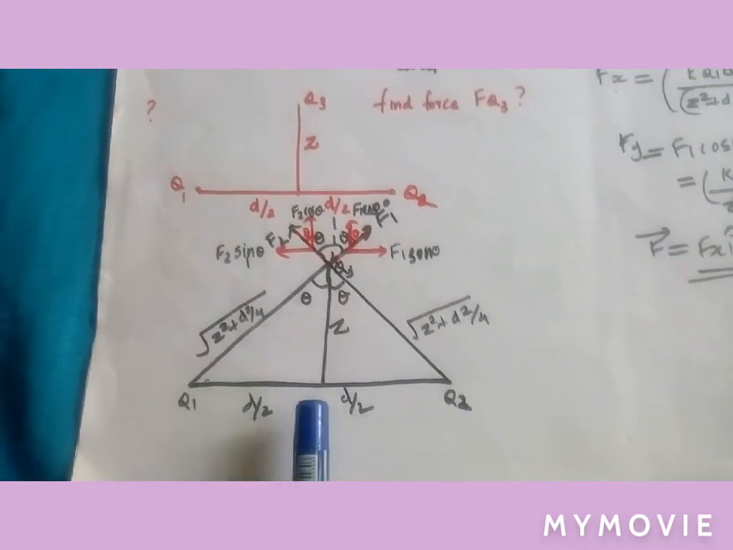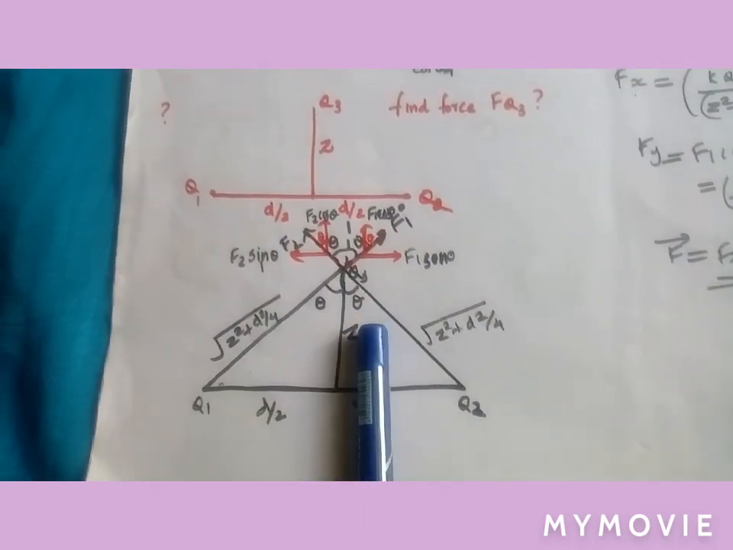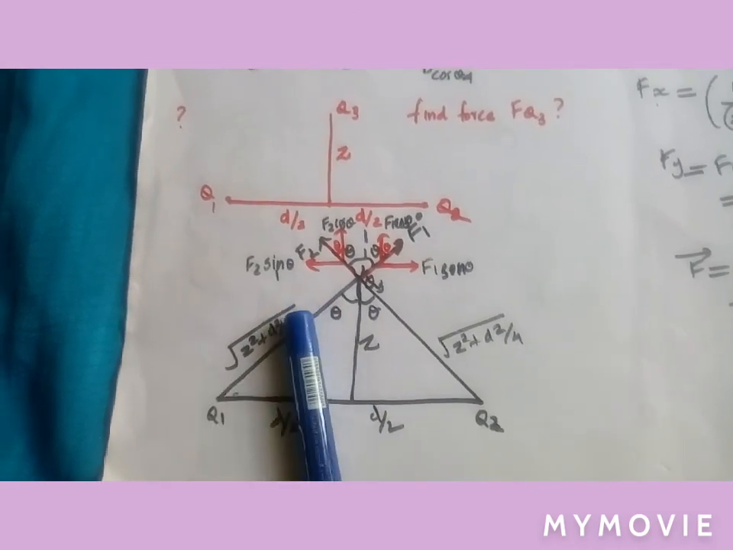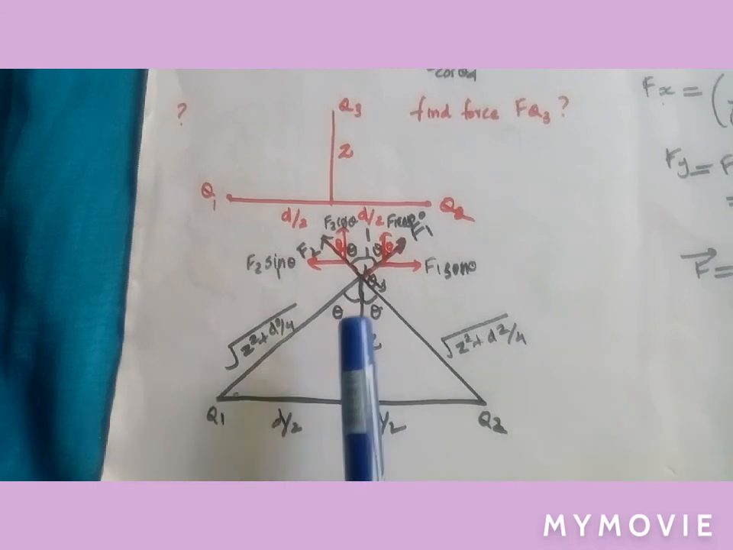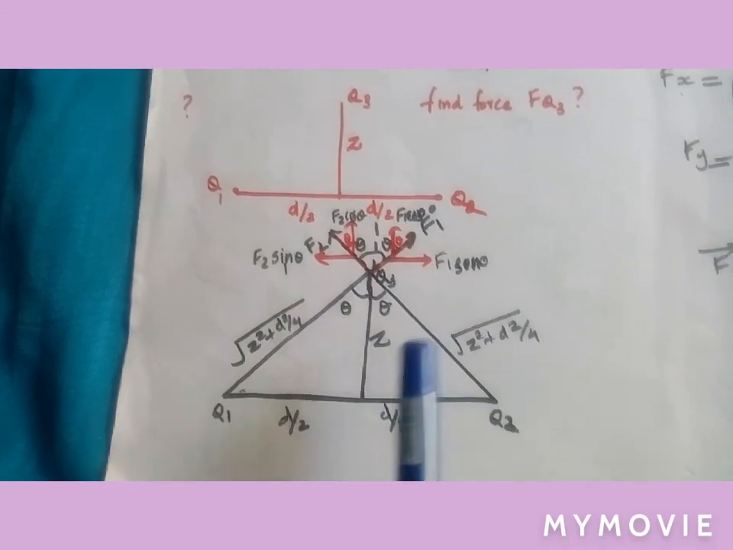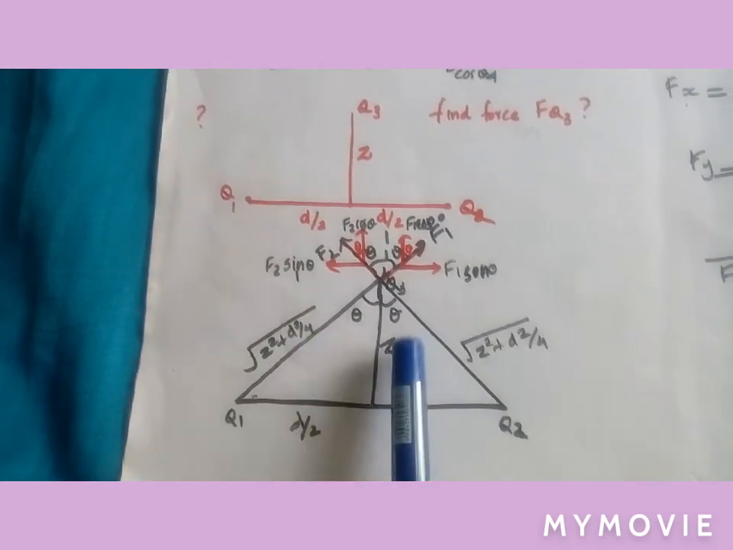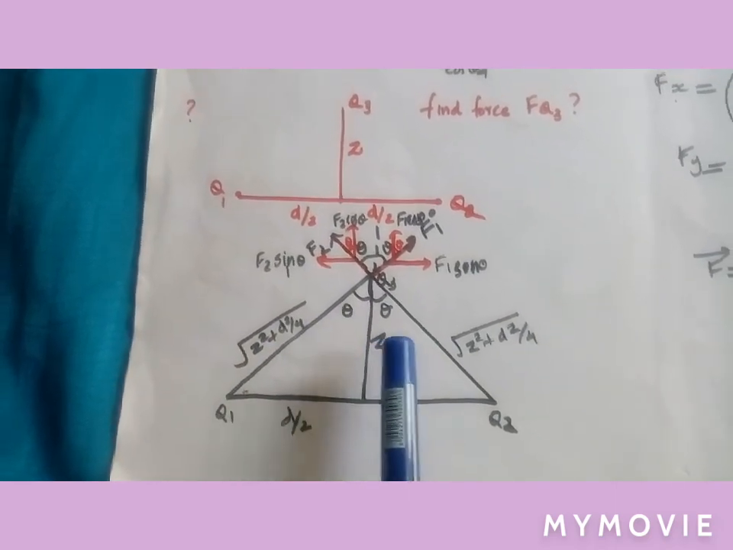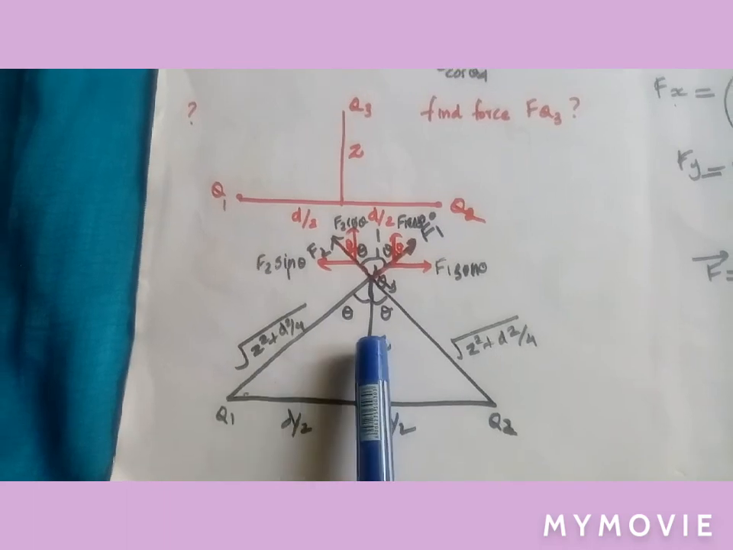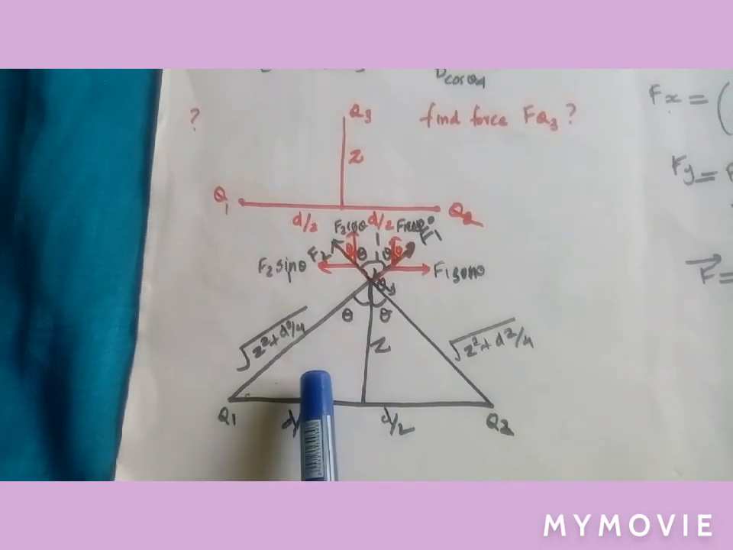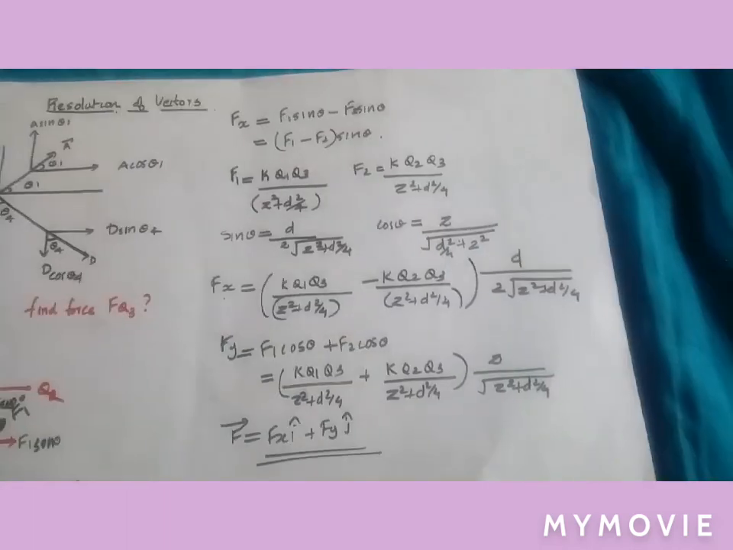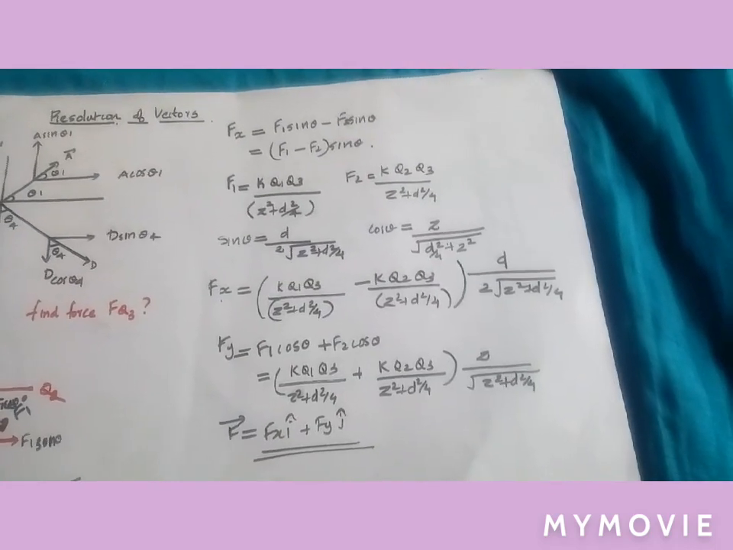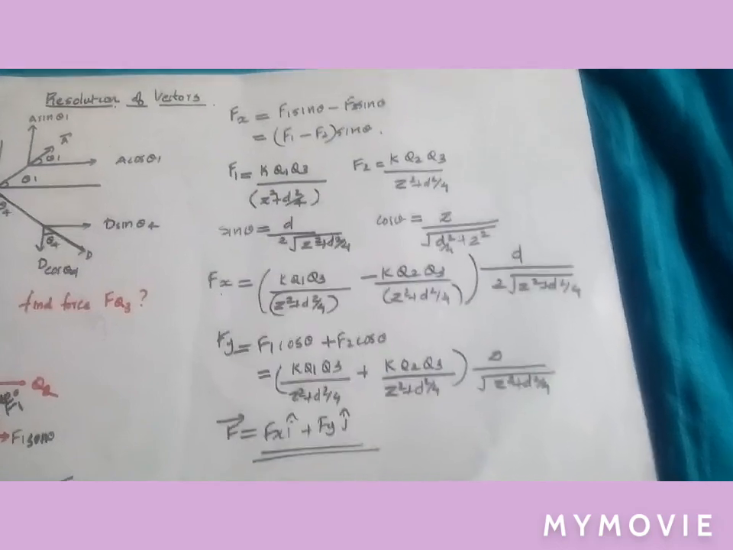We know that d by 2 is this side and this is z. So the hypotenuse is under root z square plus d square by 4, from the Pythagoras theorem. So cos theta is equal to adjacent side divided by hypotenuse, that is z divided by under root z square plus d square by 4, and sin theta is d by 2 divided by under root z square plus d square by 4. Substitute F1, F2 and sin theta, cos theta in Fx and Fy, and we get the answer.